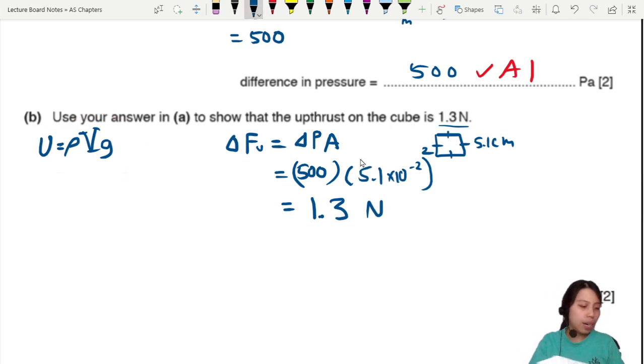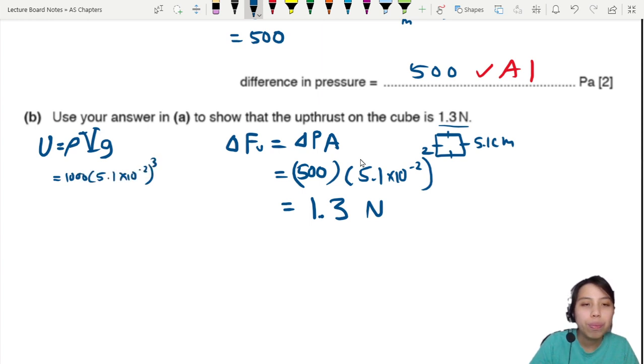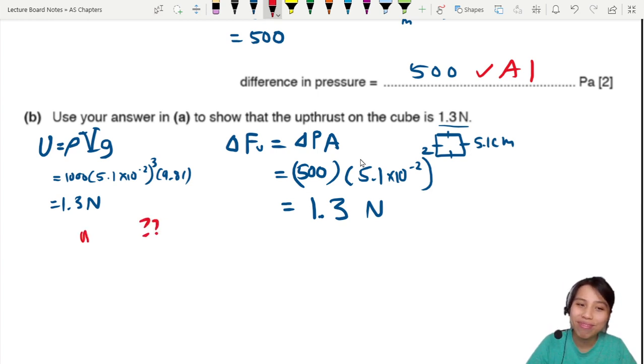Don't know if the mark scheme will allow or give you marks for it or not. But just for information, you can use this also. You sub in 1000, 5.1 times 10 negative 2 cubed, times 9.81. You will also get 1.3 newtons. But no guarantee you will get any marks here, because of the instruction, use your answer in A.